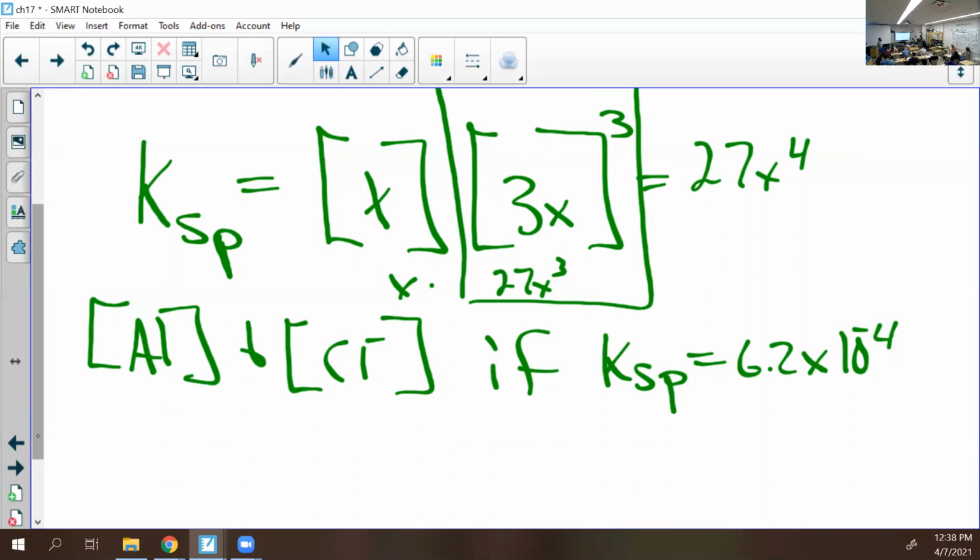6.2 times 10 to the negative 4 equals 27x to the 4th. Now I have to find what x is. You're solving for x. I don't remember where to find the cube root, but there is no fourth root. Or could you do the square root? What did you do to do that?